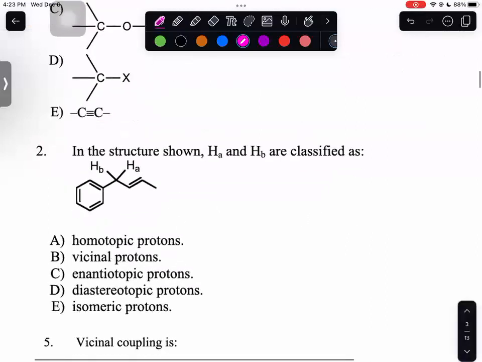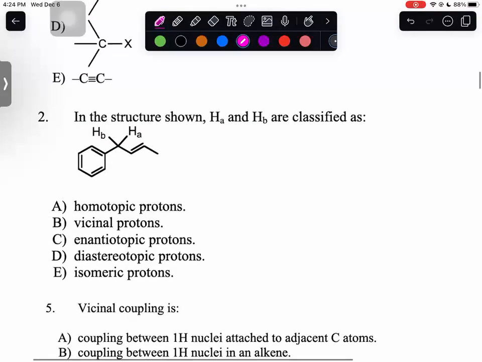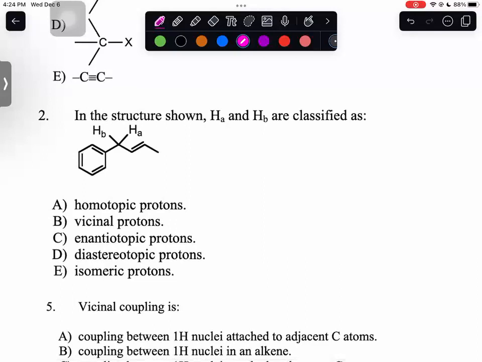Okay. A lot of you wanted to practice the relationships between hydrogens. So what do we think? The final answer? You guys are absolutely correct.